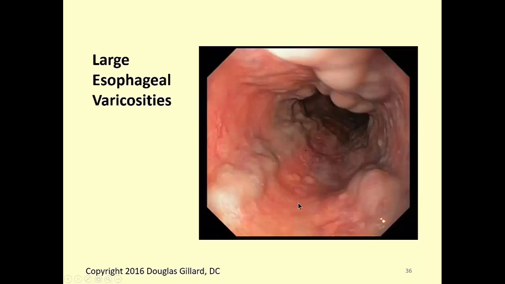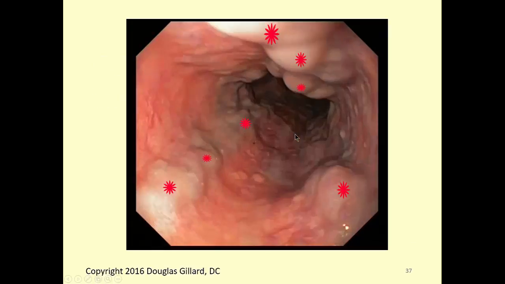How's this look? Okay, this is not good. It looks almost like varicose veins, but from the inside out, and that's exactly what it is. These are fairly large varicosities of the distal esophagus, so not a good thing. If you can't see them, I put some little red stars, I don't know what those are called.